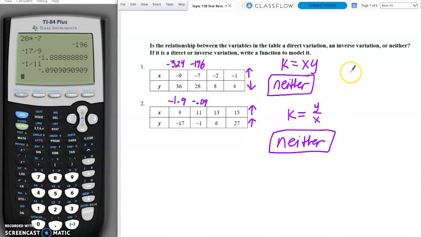Okay. But keep in mind, if we were to write an inverse variation, we would write that as y equals k over x. And if we did have a direct variation, we would write that as y equals k times x. So keep these two equations in mind in case you happen to come across a direct or inverse variation.